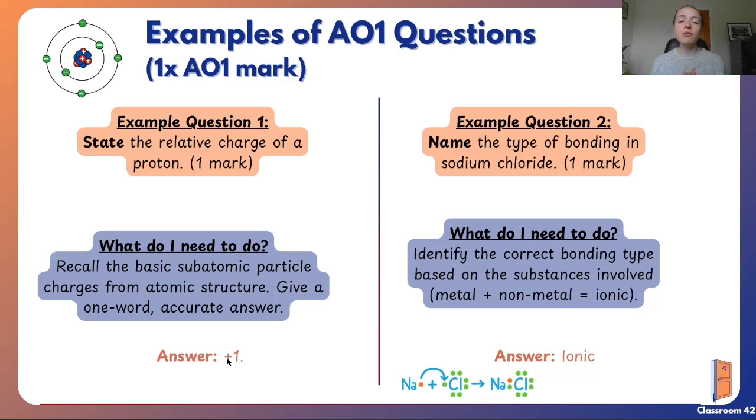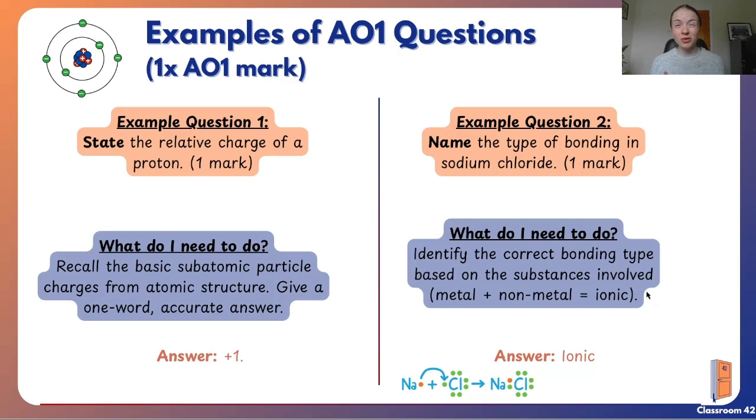We've got question 2 here, which is: name the type of bonding in sodium chloride. For this question, you need to identify the correct bonding type based on the substances involved. So here we have a metal and a non-metal, which is an ionic one. So the answer is ionic. And you may be thinking, I've got an example here and I'm applying my information, so why is this an AO1 and not an AO2? Well, because sodium chloride is in the specification itself, the examiners basically expect that you'll be able to answer this off the bat with just recalling your knowledge, because it's a specific example that they've dictated that you need to know.